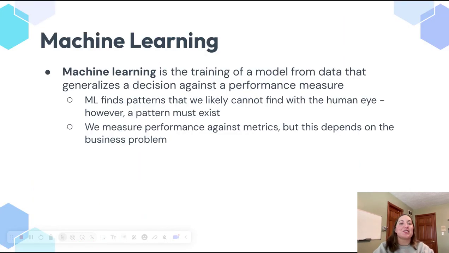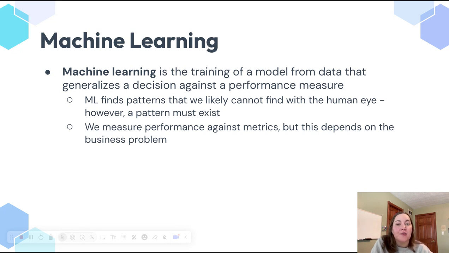But like I said, in general, with machine learning, we are training a model, so an algorithm, a set of rules, and we are trying to generalize a decision against a performance measure. So we want to create some sort of rule that's going to find a pattern in the data if it exists. And this pattern isn't easily identified by the human eye, and that's why we use machines to do it. They can find it a lot easier than we can. We've worked with the machines to help figure out different algorithms that work best for different data. But the trick here is that the pattern has to exist. There has to be an actual pattern, or machine learning doesn't work.